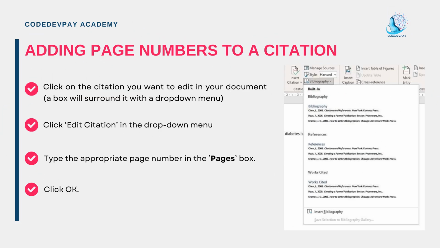You can also add page numbers to your citations. Click on the citation. From the drop-down menu, select Edit Citation. Enter the page number in the Pages box and click OK.